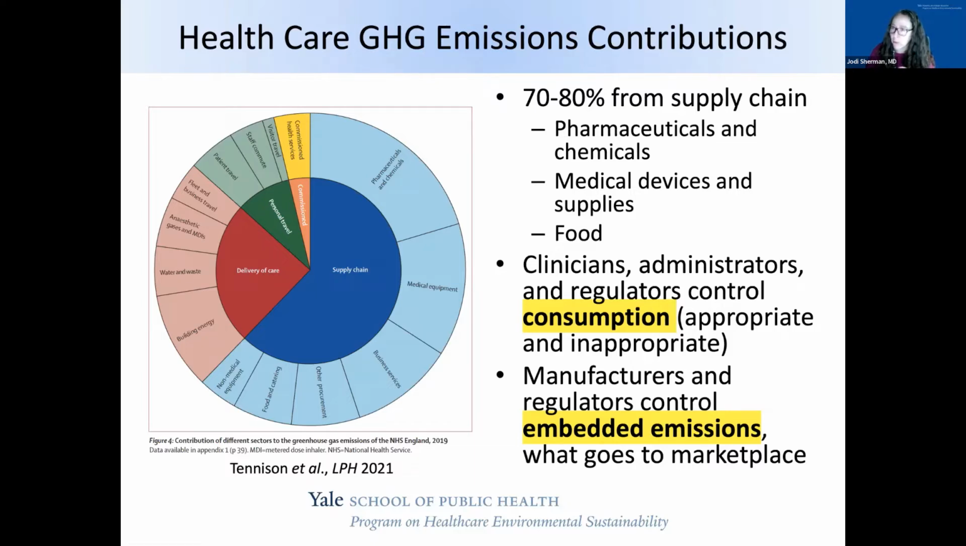So if we think about how we're going to reduce healthcare pollution, we have to address consumption. So the things that clinicians, administrators, regulators, we control appropriate and inappropriate consumption of resource. The other are the emissions intensity, or what's embedded in the products and the goods and services that we use to deliver care. Manufacturers, regulators, they control what goes to marketplace. This is where our advocacy and leadership role comes in. This is where, at all levels, our clinical practice, advocacy, and leadership come in.